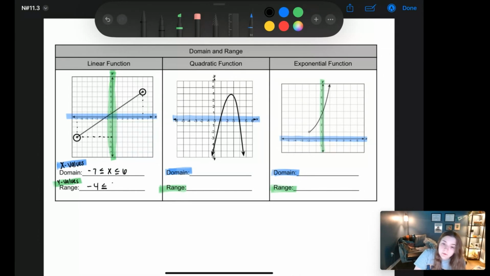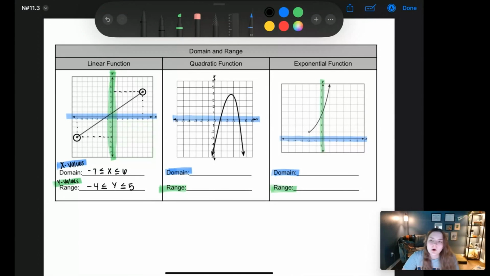And I'm looking at my y values. And it ends at +5. And again, it's a closed point, so it could include that 5, which is why we put that line under that value there. Okay, hopefully we kind of remember that from before. If not, we can talk about it. Just send me a message and let me know. Let's look at a quadratic function.